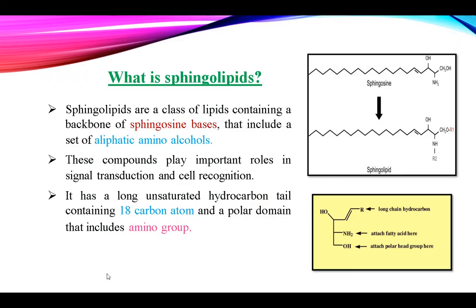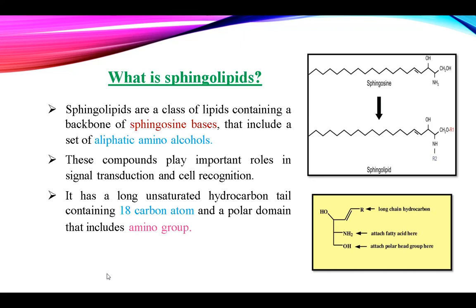Next topic is about sphingolipid. It is the second largest class of phospholipid. The most distinct difference between sphingolipid and glycerophospholipid is that the backbone of sphingolipids is not glycerol, it is sphingosine. From the diagram you can easily understand the structure of sphingolipid.